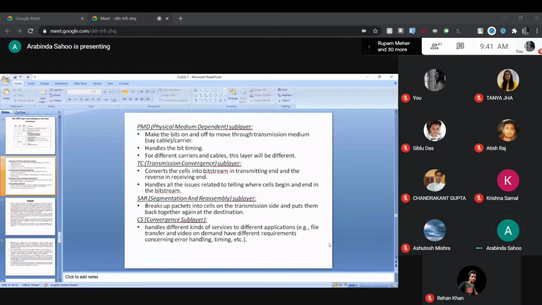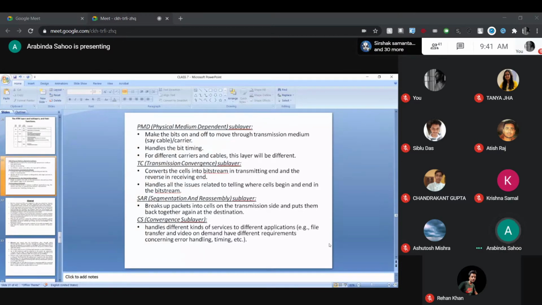Number three is the SAR, the segmentation and reassembly sublayer. This is a sublayer of the ATM adaptation layer.